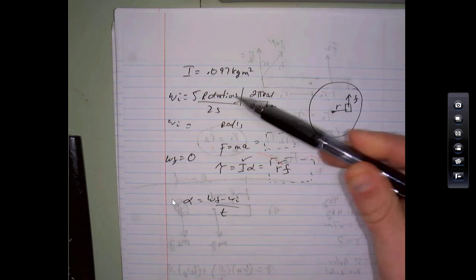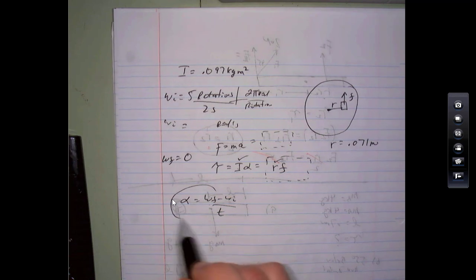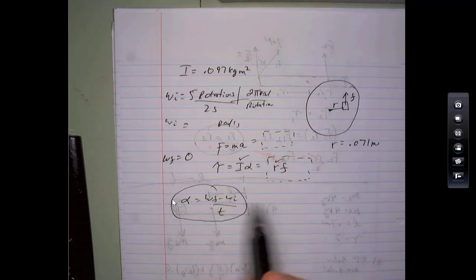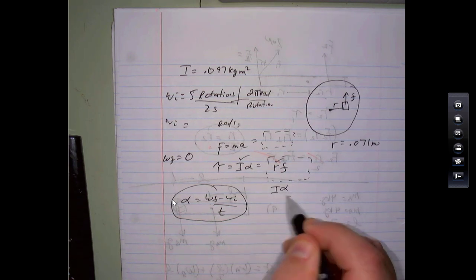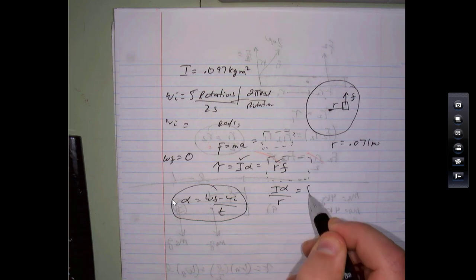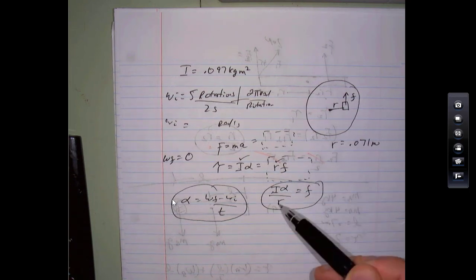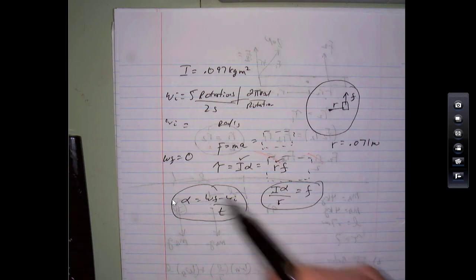This was just to tell you how much it was going to begin with. So you can get angular acceleration from however much time it took for it to slow down. And then once you have alpha, you can go back to this equation. So I times alpha divided by R will give you the frictional force. I is given in the problem, R is given in the problem. You'll have to solve for alpha from this information, and then you can get the frictional force.